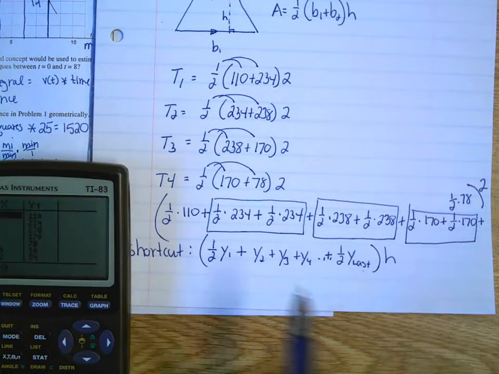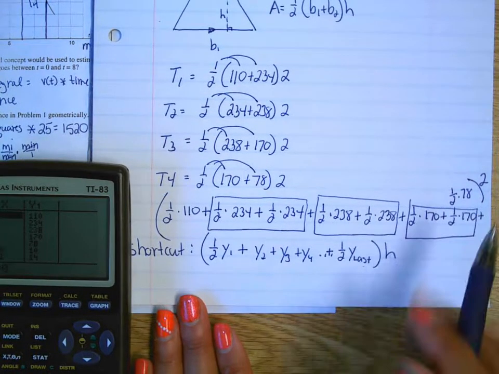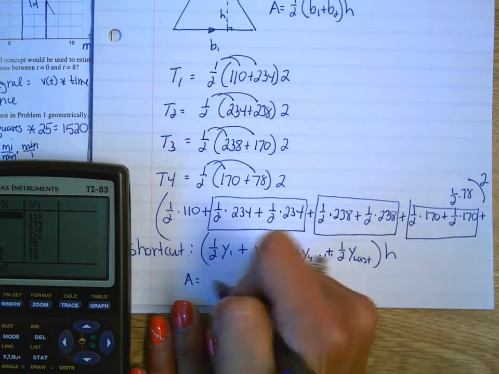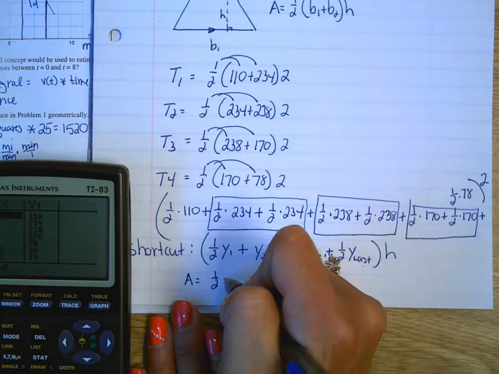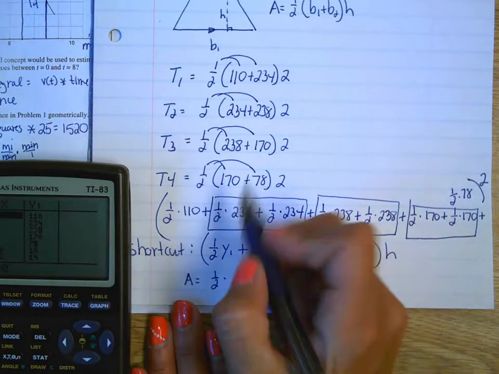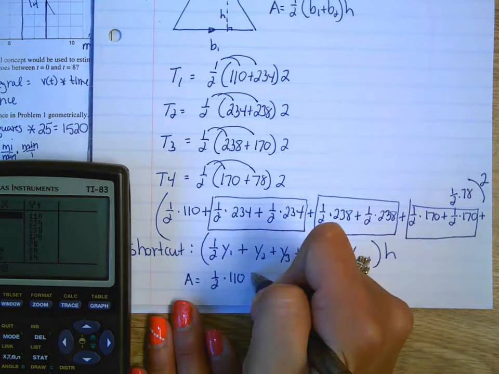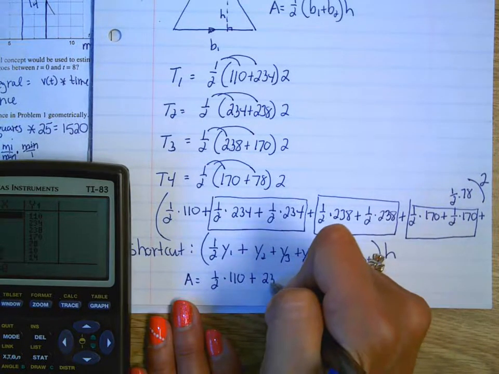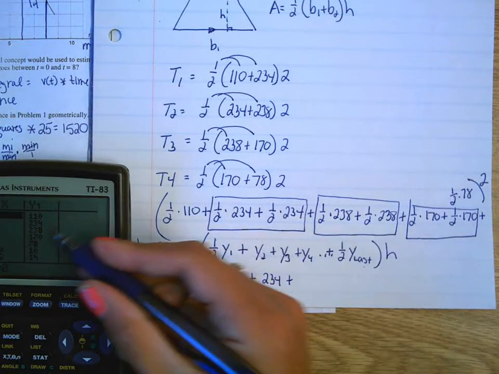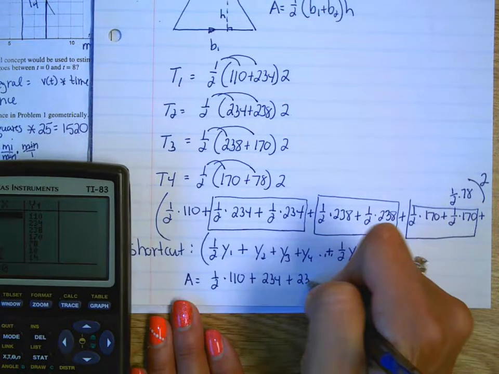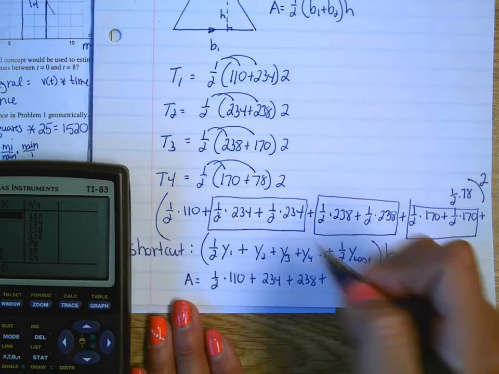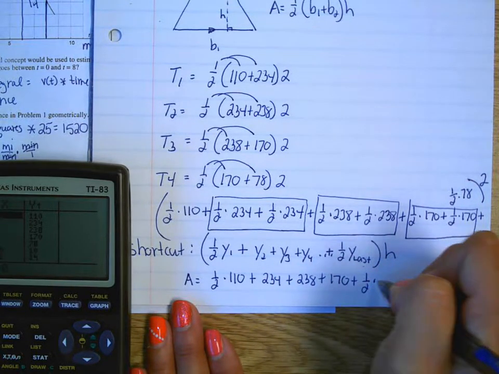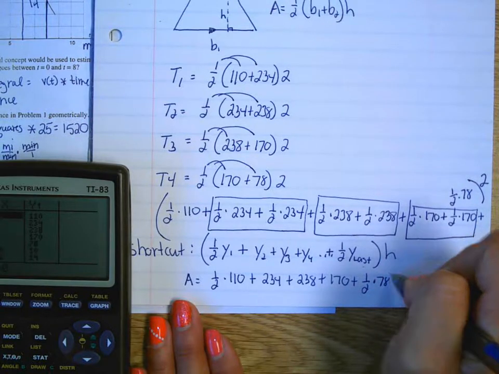So if I was to start this problem all over, what I would want to see on the quiz or the test is going to be that the area equals 1/2 of the first y value is 110 plus the next whole y value is 234 plus 238 plus 170 plus half of the last y value, 78.